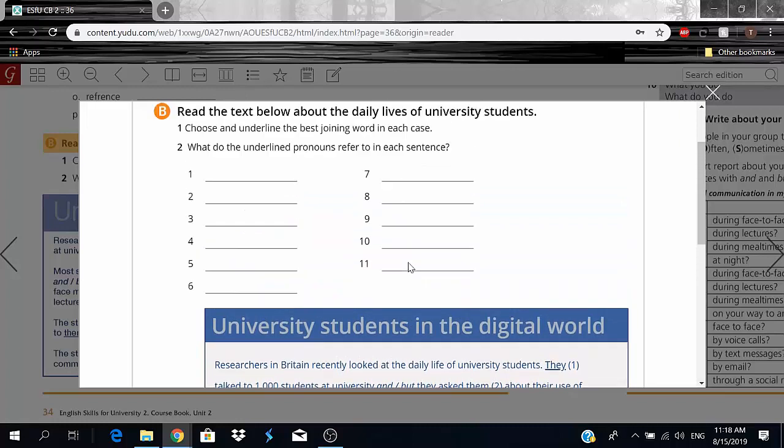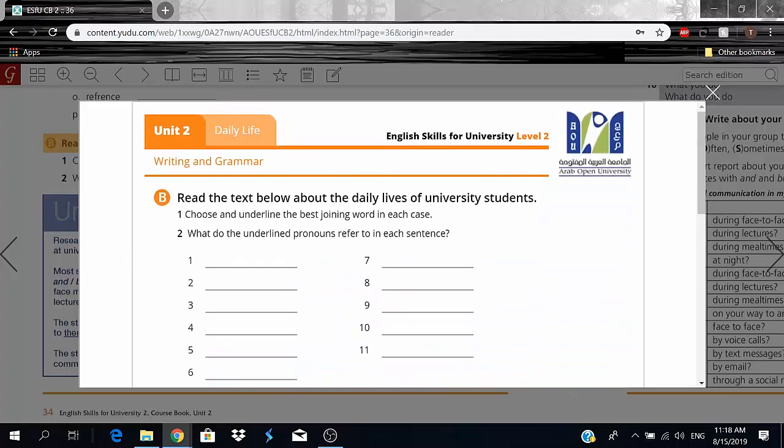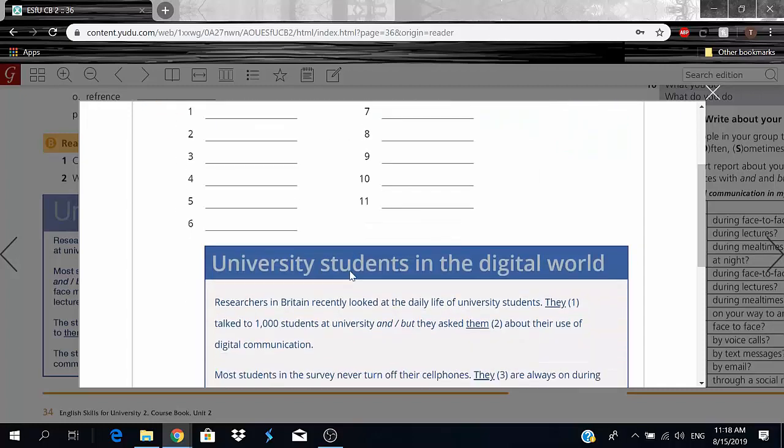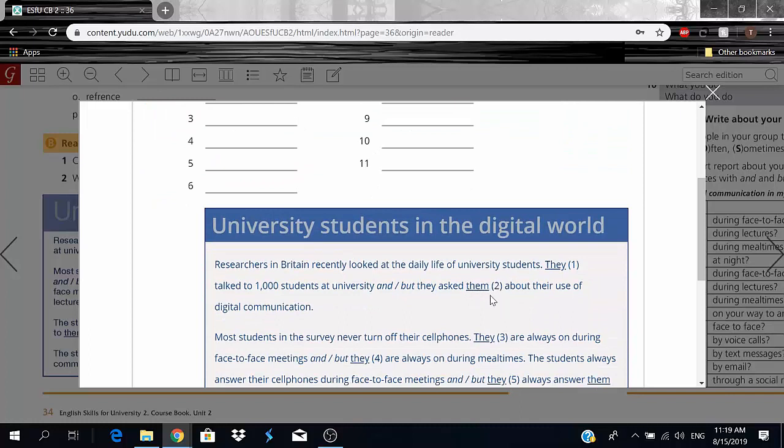Okay? And also, number 2, we have what do the underlined pronouns refer to in each sentence? And that simply means that who are these pronouns about? You guys know when we talked about pronouns in the 97 course, we were talking about how we use pronouns so the reader or even the writer himself does not get annoyed or bored, or it just seems too repetitive. You know what I mean? So now we're going to be talking about what do these pronouns refer to. What are we talking about? Are we talking about students, researchers, cell phones? You get the idea, okay?